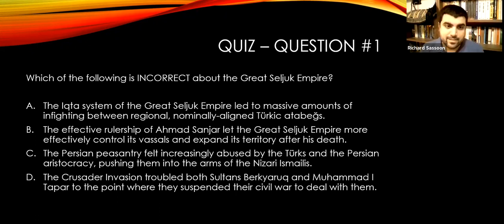And D is actually true. It's false. Sorry, D is false because Berkyaruq and Muhammad I Tapar were so involved in their civil war that they completely ignored the First Crusade. The fact that the Atabeg of Mosul or the leaders of Syria and Aleppo actually fought against the Crusaders, they did so without direct sanctioning from Berkyaruq, who was the Great Seljuk at that time.